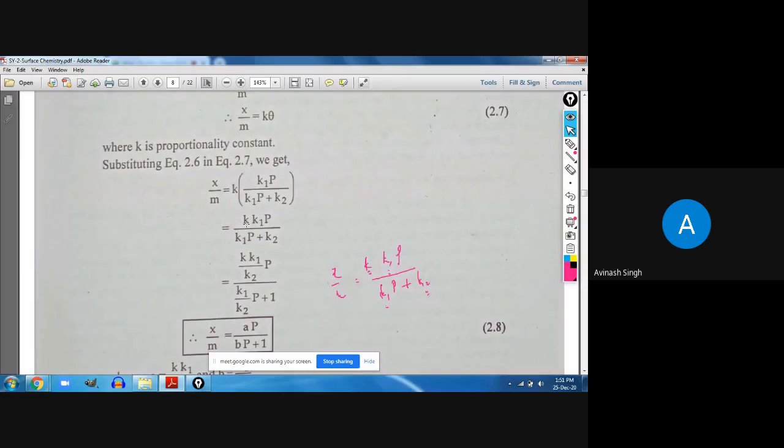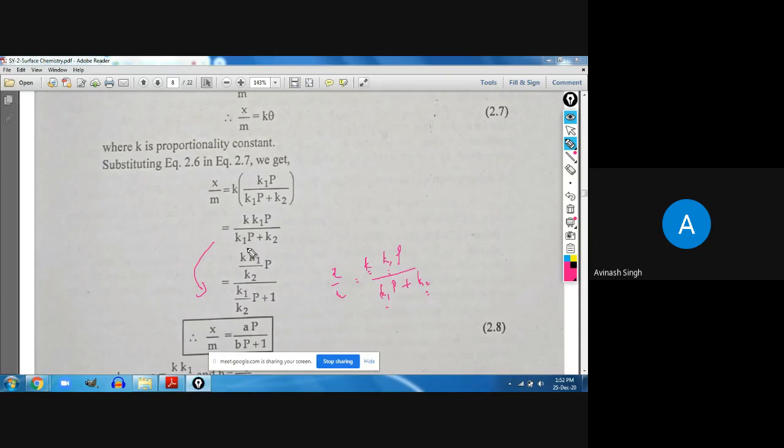So numerator becomes k1 divided by k2. अब डिनोमिनेटर क्या हो जाएगा? k1 by k2 plus 1. Is this step okay for everybody? Yes, sir. Sultan, is it all right? Yes, sir. Okay. Asha? Yes, sir.